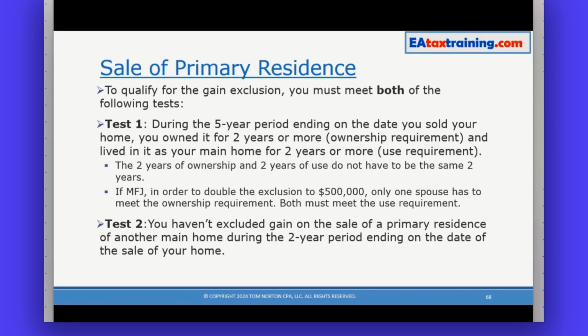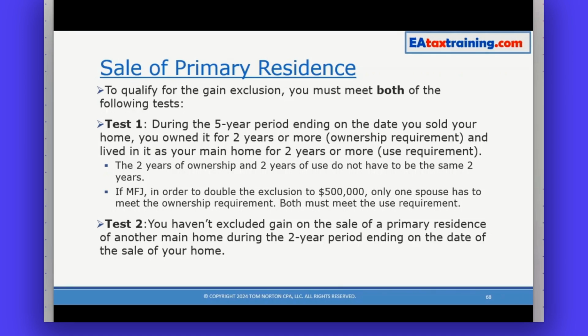The 2 years of ownership and the 2 years of use do not need to be the same 2 years. So you look back at the last 5 years: at least 2 years during that 5 years you had to own it, at least 2 years during that 5 years you had to live in it, but those periods do not have to overlap, and we will use examples to show you how this might work. If you are married filing jointly, in order to double the exclusion to $500,000, only one spouse has to meet the ownership requirement, but both spouses have to meet the use requirement.